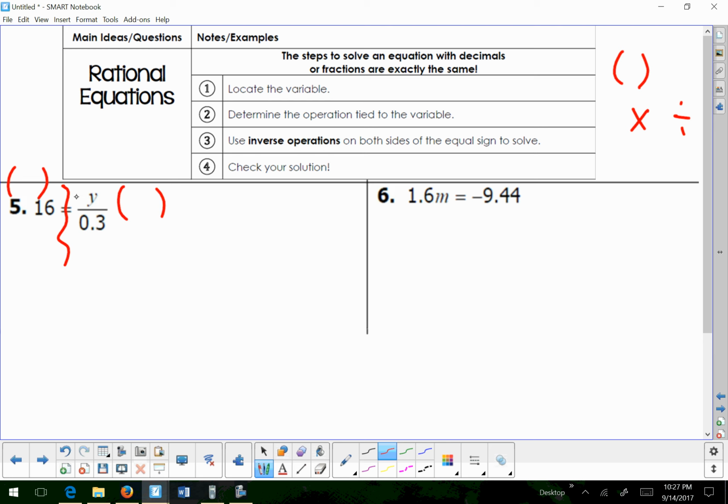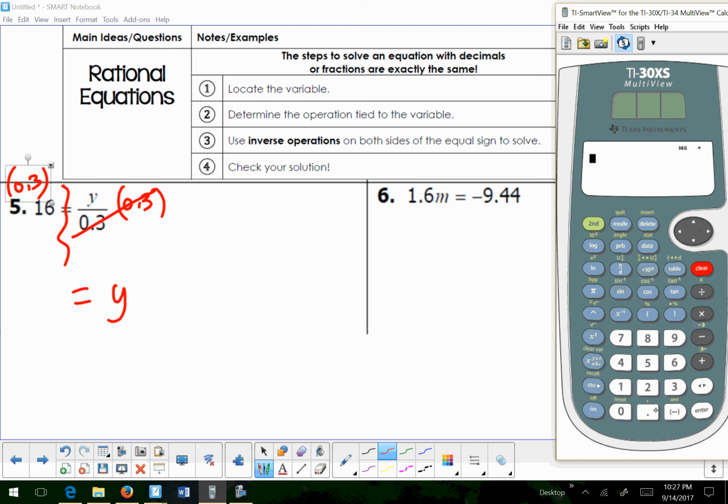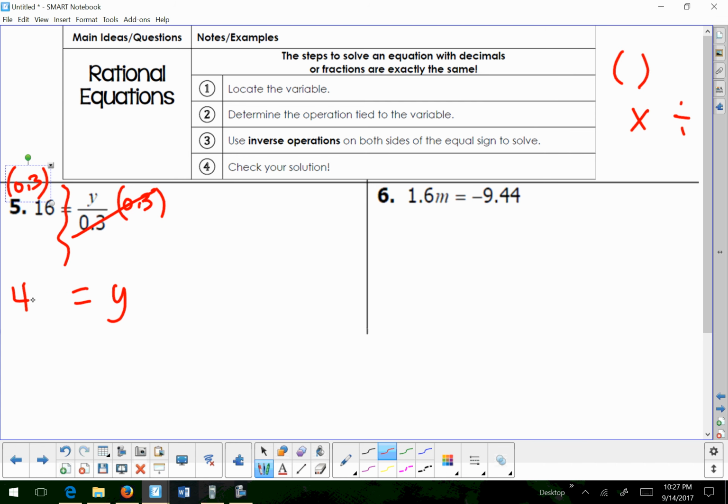The coefficient is always located on the same side as the variable. It's often attached to it as a front multiplier or underneath as a divider. So I'm going to multiply by 0.3 to both sides, cross off my multiplicative inverses, which make an invisible 1, and write my final answer, which is 0.3 times 16. So clear this out, 0.3 times 16, and get my final answer, 4.8.